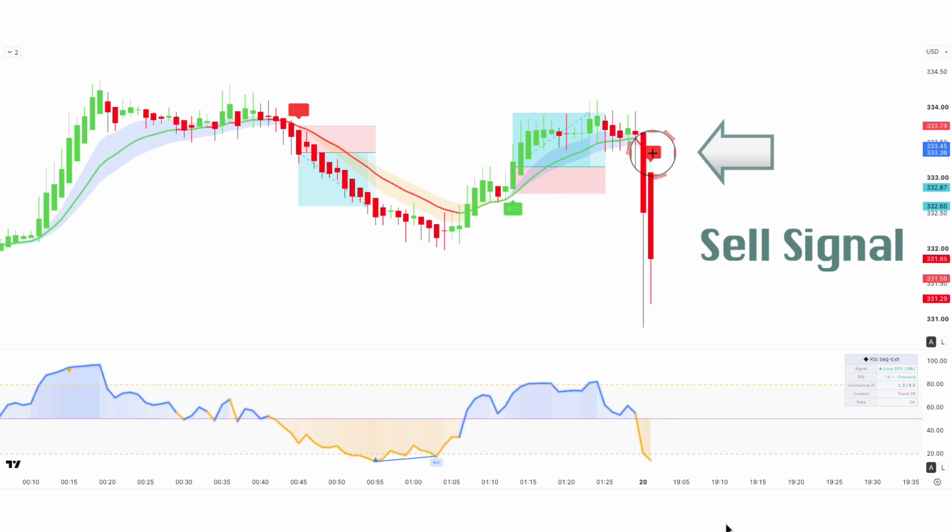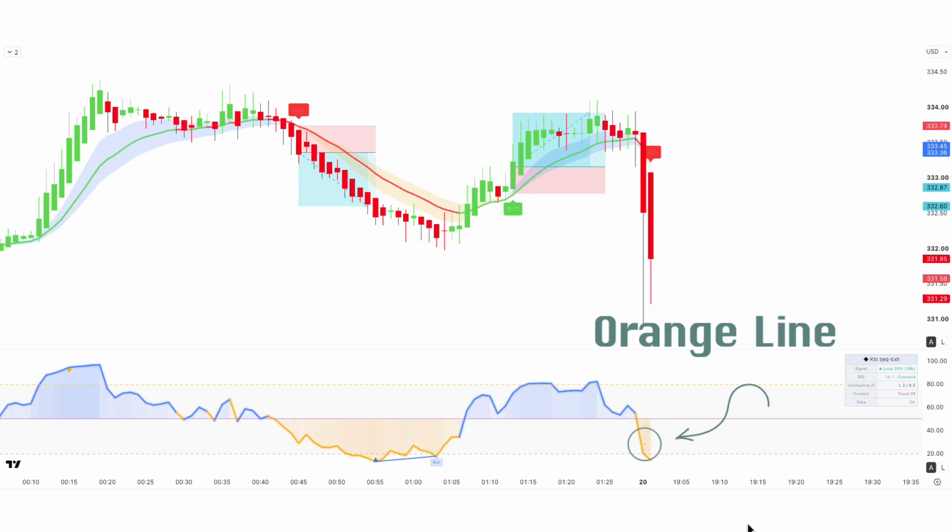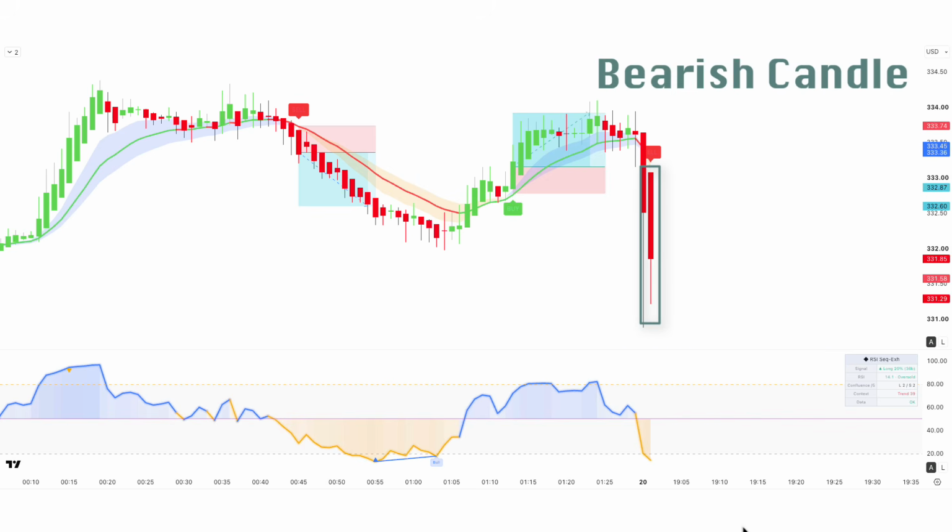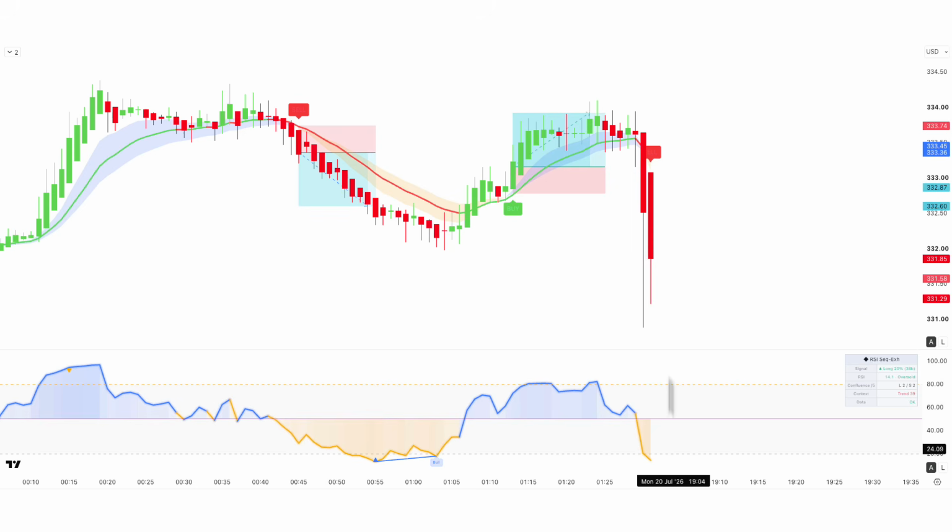Here the ANFAT May label down of this is a sell signal. Here the orange line of RSI sequential exhaustion is below the zero line. Here the market has made a bearish candle to give confirmation. So all our conditions are being fulfilled, so we are placing an order to sell.